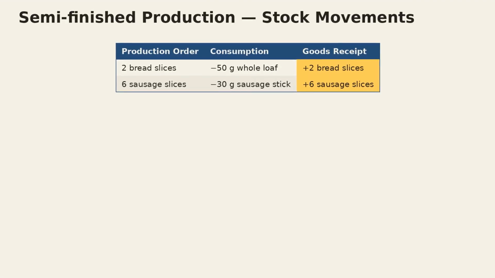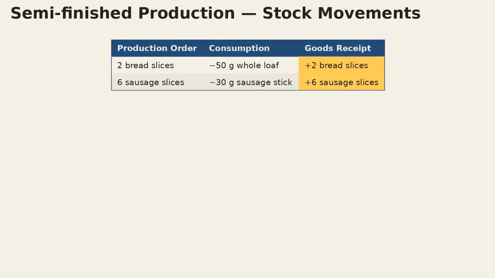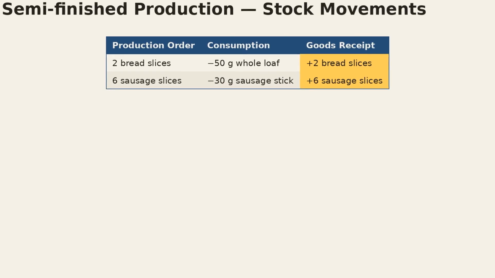Read each row like a balance. On the left, what is consumed. On the right, what is produced. 50 grams of whole loaf go out, 2 bread slices come in. 30 grams of sausage stick go out, 6 sausage slices come in. A production order is exactly that two-way movement.